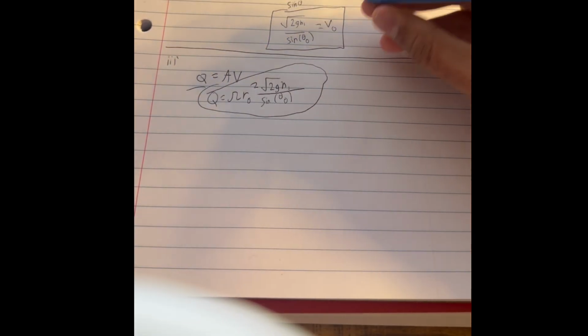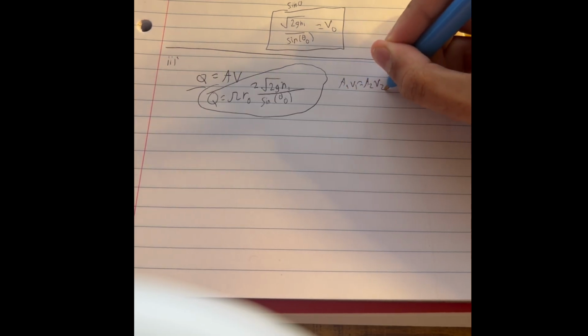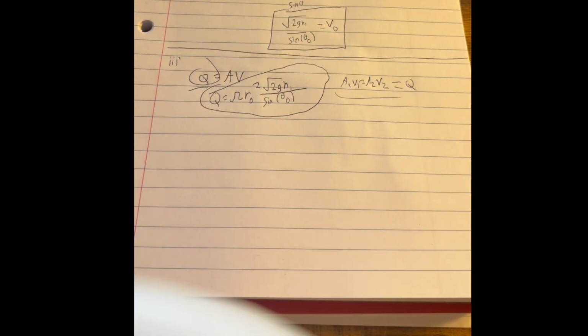Just remember the continuity equation. I mean, you don't have to do it, but A1 V1 equals A2 V2. That's going to be like the volumetric flow rate of the whole thing. All right? It doesn't change.